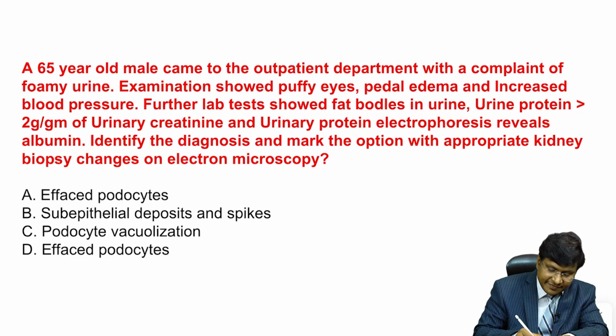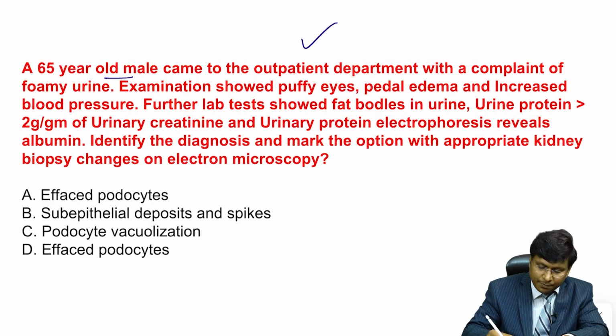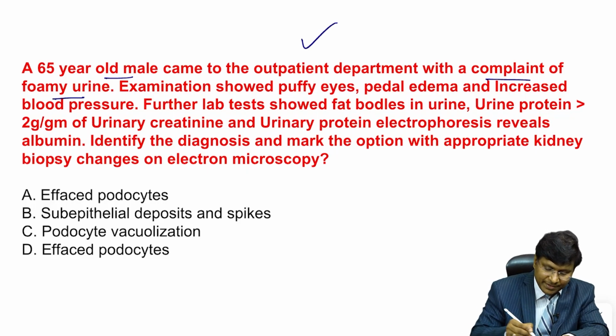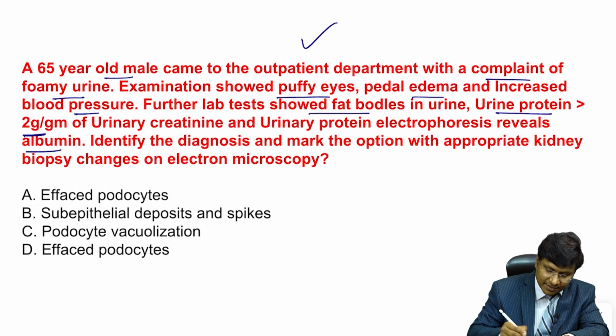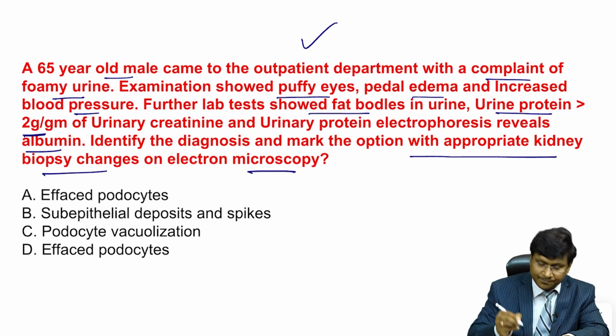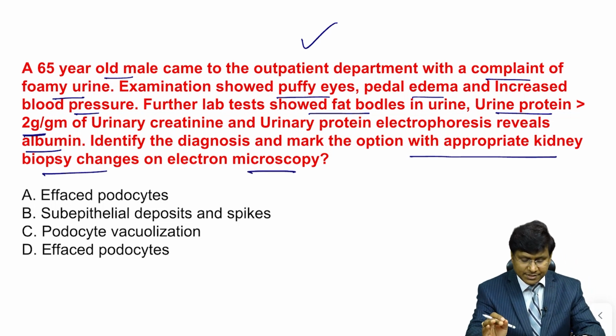So we have a 65-year-old male who came to the outpatient department with complaints of foamy urine. Examination showed puffy eyes, pedal edema, and increased blood pressure. Further laboratory tests showed presence of fat bodies in the urine, urine protein more than 2 grams per gram of urinary creatinine, and urine protein electrophoresis reveals albumin. Identify the diagnosis and mark the option with appropriate kidney biopsy changes on electron microscopy. Effaced podocytes; subepithelial deposits and spikes; podocyte vacuolization; and then effaced podocytes.